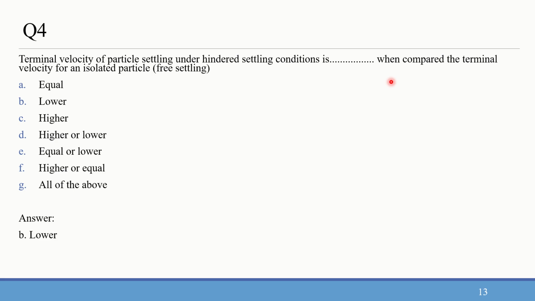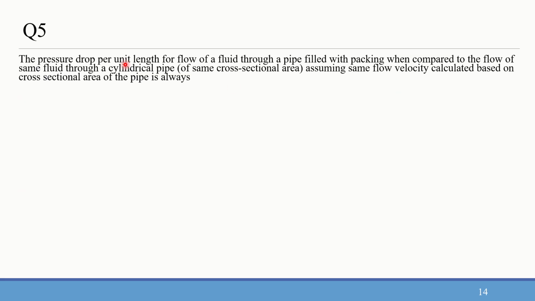Now we'll go to question 5. In question 5 it is asked that the pressure drop per unit length for flow of a fluid through a pipe filled with packing, when compared to the flow of the same fluid through a cylindrical pipe, assuming the same flow velocity calculated based on the cross-sectional area of the pipe, is always dash.